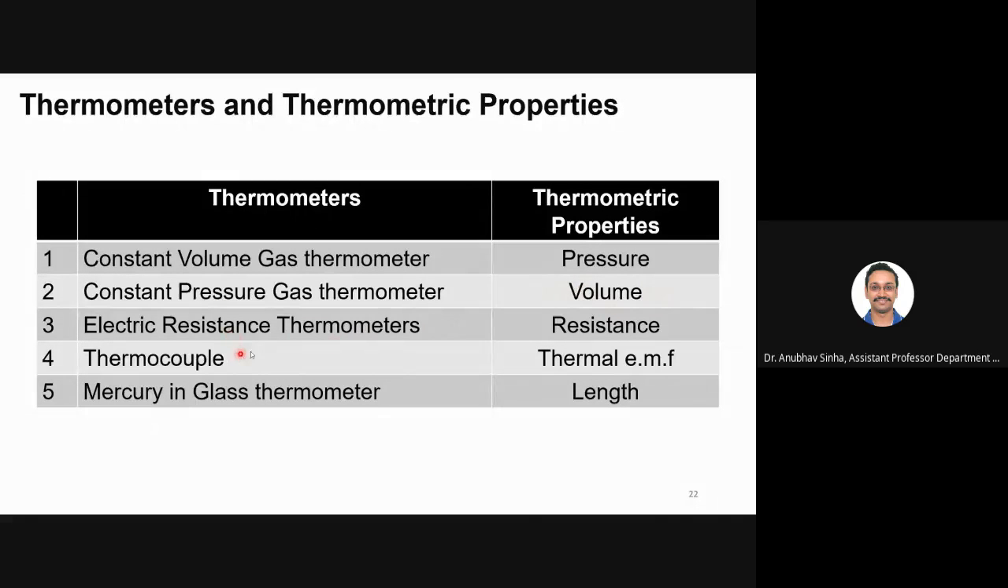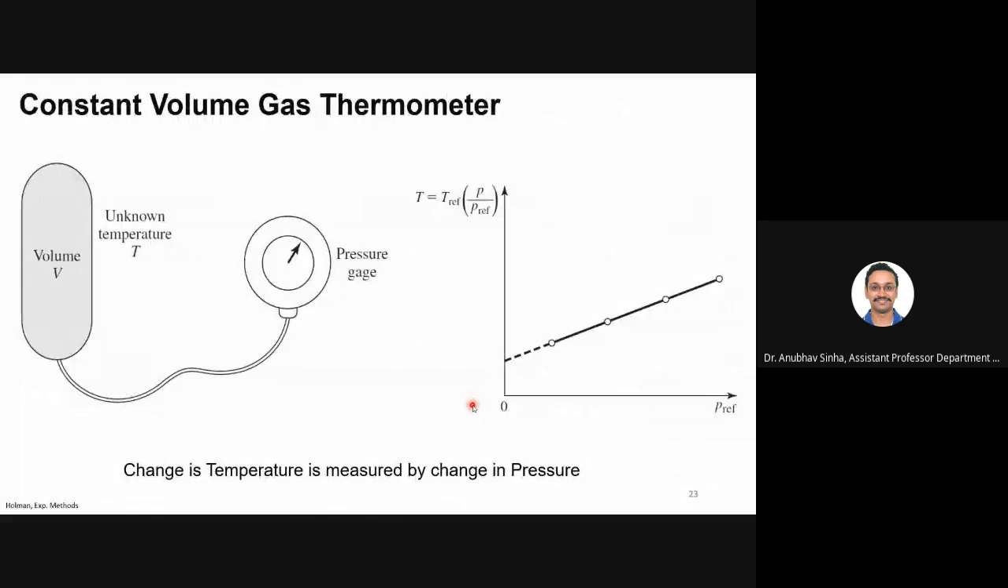Similarly, we have electrical resistance thermometers. This will measure the electrical resistance. Resistance of a material depends on temperature, so by measuring the change, we can calculate the temperature. Then we measure thermal EMF. We'll go to that in that slide. And mercury thermometer, you all know, we measure the length, how much that mercury has expanded in your glass thermometer. So let us look at all of this in its slides in more detail.